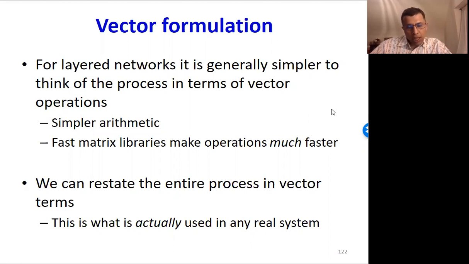We've seen this. In the first part of this lecture, we computed it term by term, treating each neuron and each weight individually as scalars. For layered networks, the entire operation is much simpler to comprehend if we think of the process in terms of vectors. This results in simpler arithmetic. Also, if we implement it as vectors, we can take advantage of fast matrix libraries to make the computation faster. So let's restate the entire process in vector terms. In fact, this is what any real system uses.